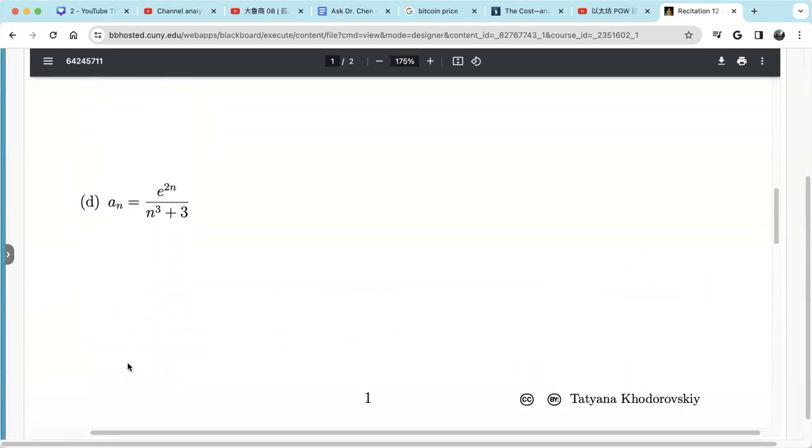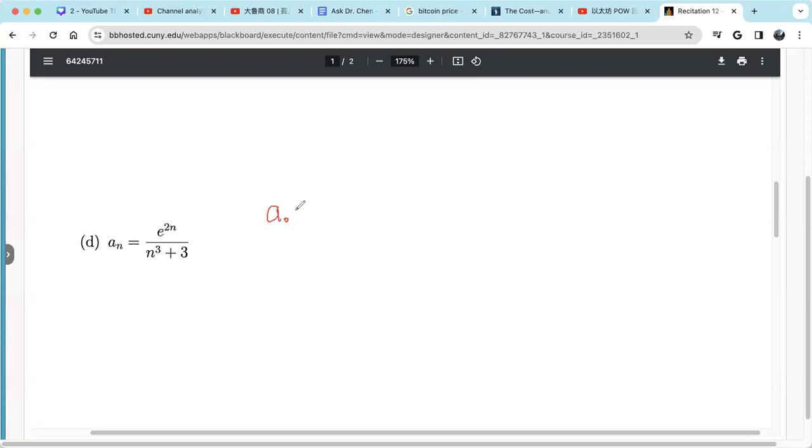Let's see D, let's say A naught. We have E. E is called the Euler number. It's about 2.718. It's an irrational number, just like the number pi. We can approximate, but E doesn't have an exact value, so we just keep it as E. So 2 times 0 divided by 0 raised to 3 plus 3. 2 times 0 is 0. E to the 0 power is 1, since anything to the 0 power is 1. So we get 1/3 as the first term.